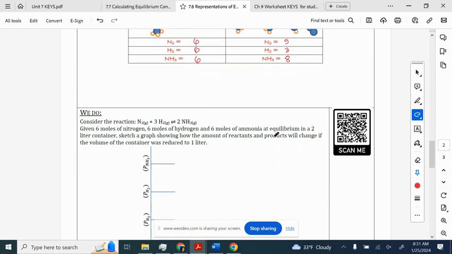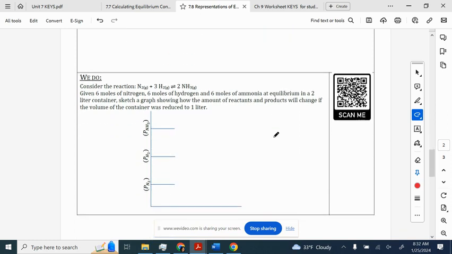All right. Let's look at the next one. Here we're given 6 moles of nitrogen, 6 moles of hydrogen, and 6 moles of ammonia at equilibrium in a 2-liter container. They want us to sketch the graph showing the amount of reactants and products that will change in the container if it was reduced to 1 liter.